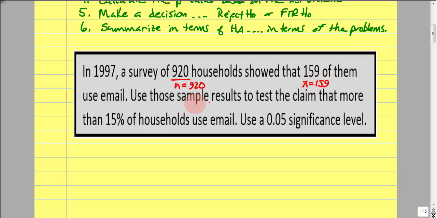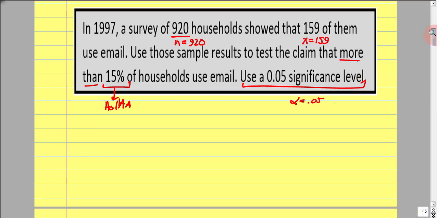Use those sample results to test the claim that more than 15% of households use email. So this 15%, this is my H0, HA business. And it says more than. 5% level of significance is alpha equals 0.05. So using this information, let's go ahead and get started running through this step by step.